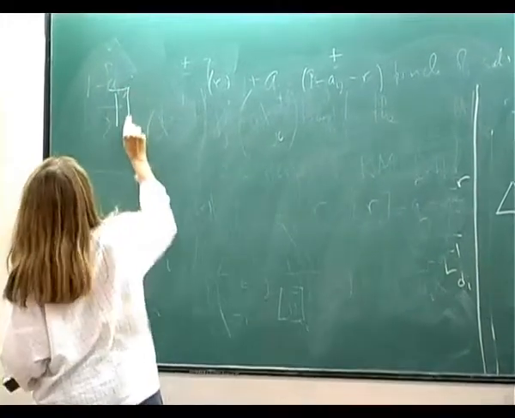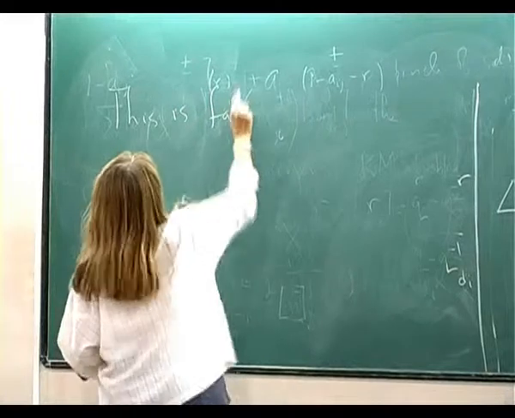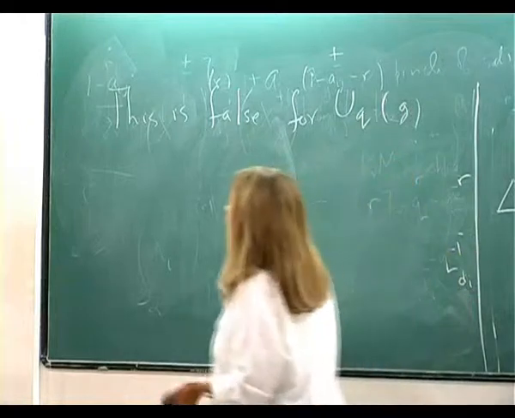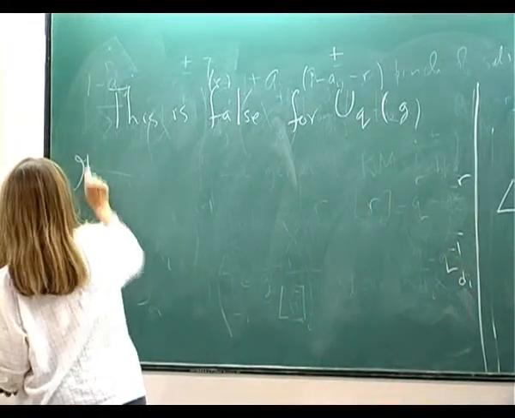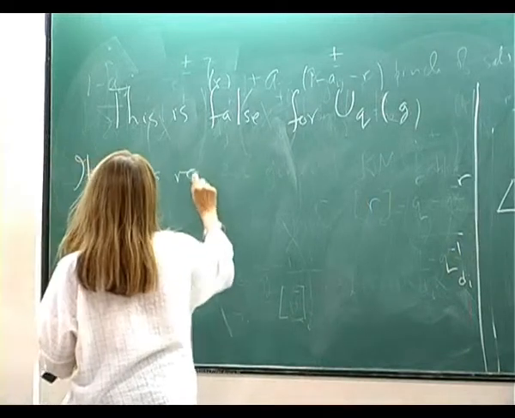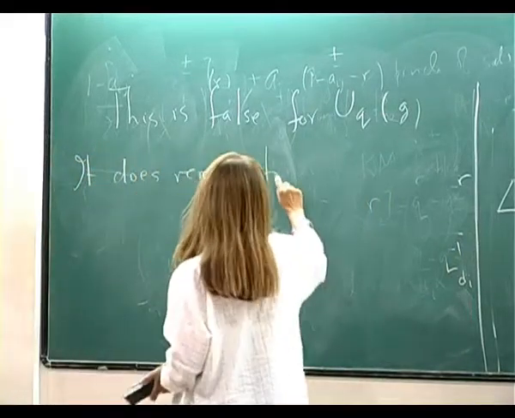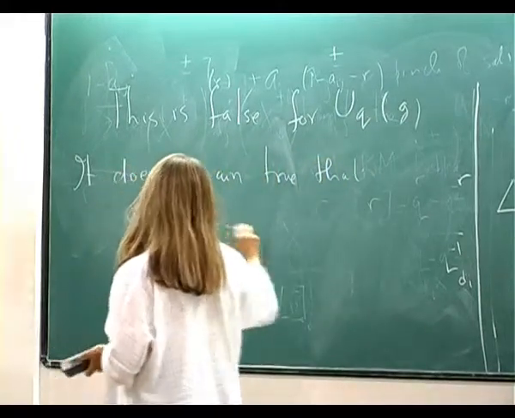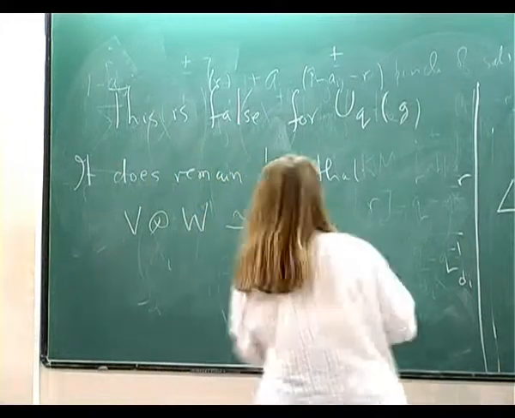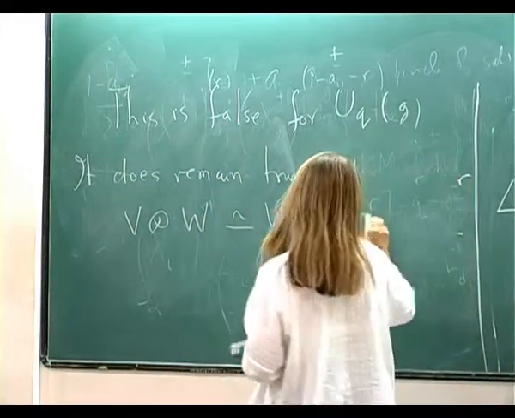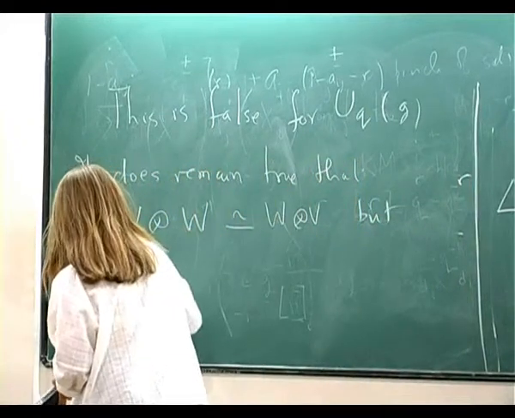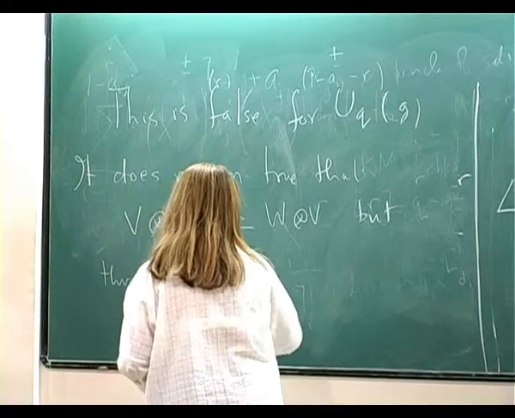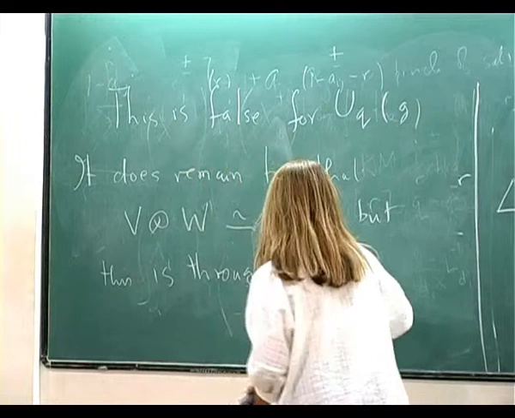So this is false for UQG. However, in many cases it does remain true sometimes that V tensor W is isomorphic to W tensor V, but not through that map. This is through another gadget, which is called the R matrix, but I'm not venturing there.